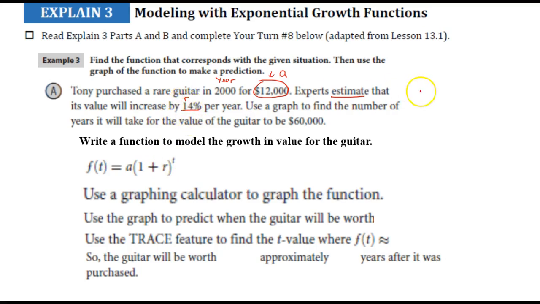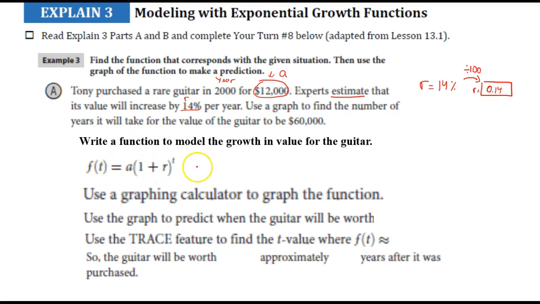Now I do want to change that rate of 14% into a decimal. And the way we do that is we divide by 100 to figure out what our R value is as a decimal. So take some time and divide that out. That would be 0.14.